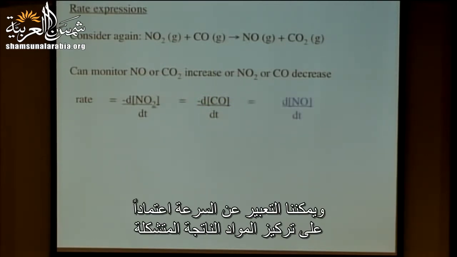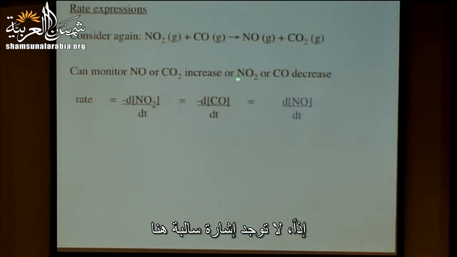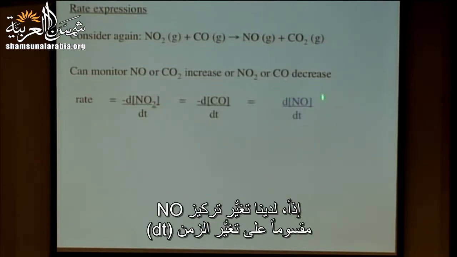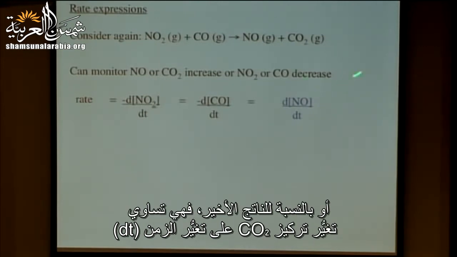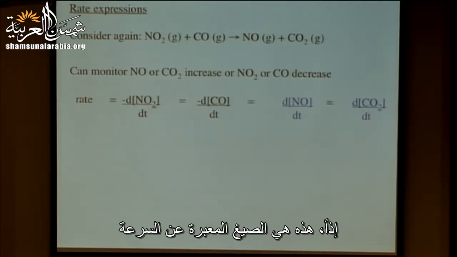Or we can express this in terms of the products being formed. So here there's no negative sign. So we have d concentration of NO over dt. Or our last product, d times the concentration of CO2 over dt. So this would be a rate expression.